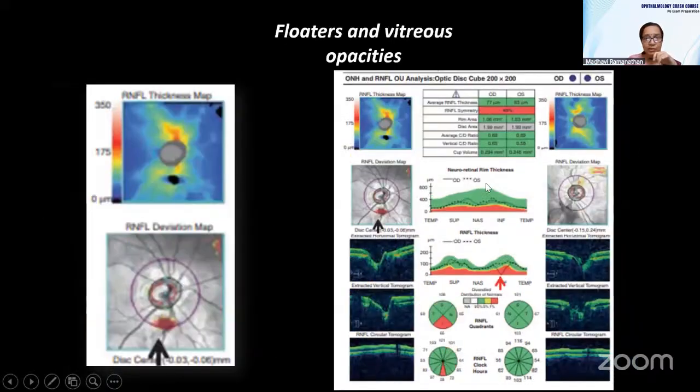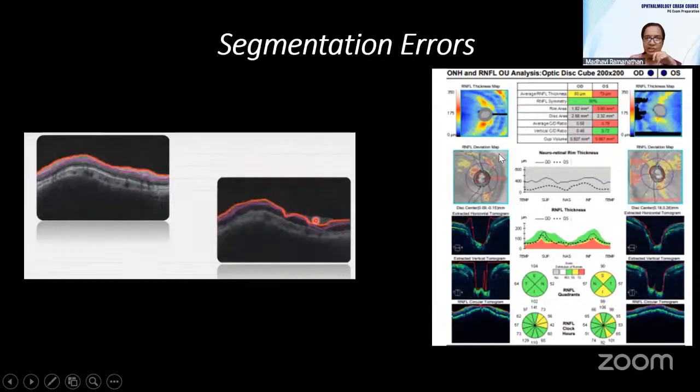Next is floaters and vitreous opacity. Here is a clear floater. That area has not been scanned. That is shown in the deviation map, the clock cover, and the quadrant. The point I am trying to make is don't just look at the clock cover and the quadrant and jump into diagnosis, but see the printout as a whole.